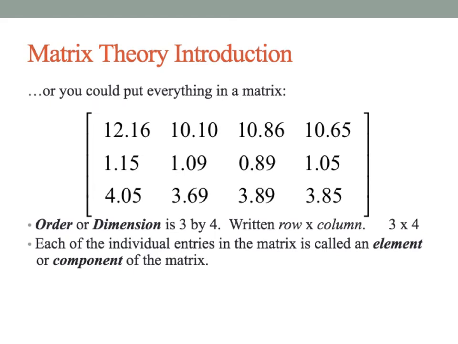Okay, so the order or the dimension is 3 by 4. Notice that there are 1, 2, 3 rows, and there are 1, 2, 3, 4 columns. We always refer to a matrix order or dimension as row by column. Each individual entry in the matrix is called an element or a component of that matrix.